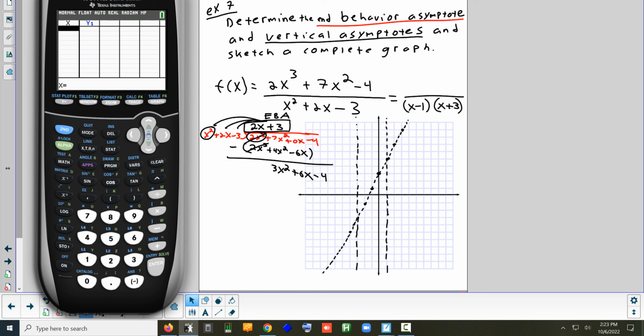And Abigail, what would be a good number to plug in for x? We're trying to graph f of x.